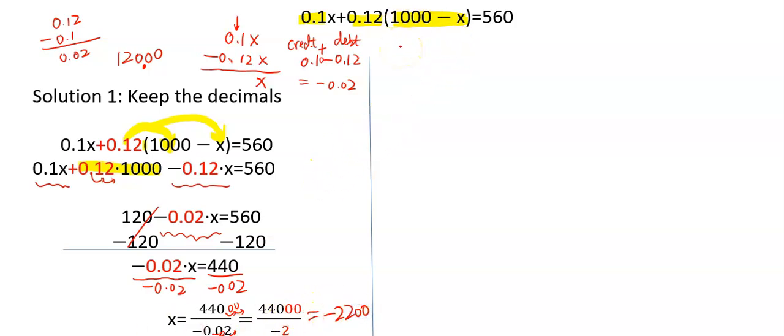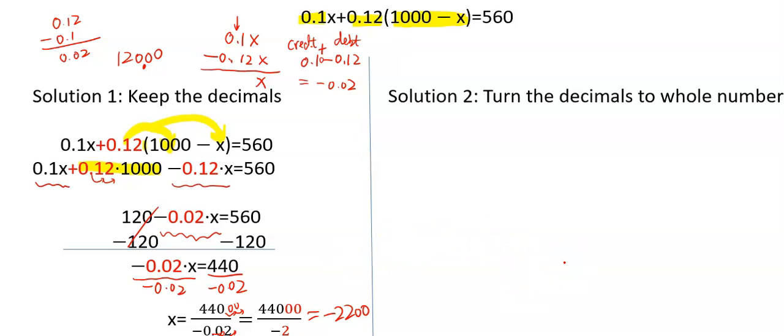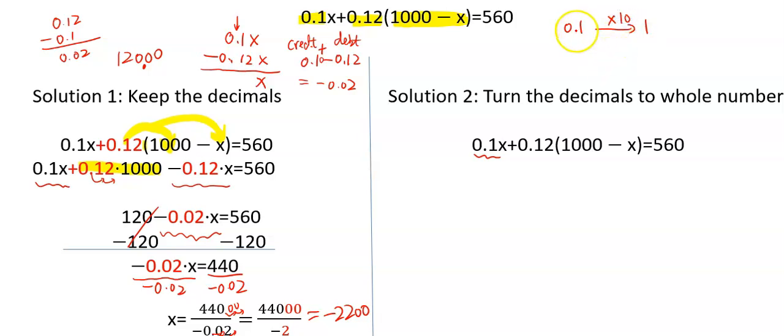In the second method, we're going to get rid of decimals. Some students might have a little bit of trouble here subtracting 0.12 from 0.1. If you don't like decimals, you could multiply both sides by 100 to get rid of the decimals. The reason is, we have decimals like 0.1, and in order to turn that into a whole number 1, we have to multiply by 10. That will move the decimal point 1 place to the right and turn that decimal into a whole number.